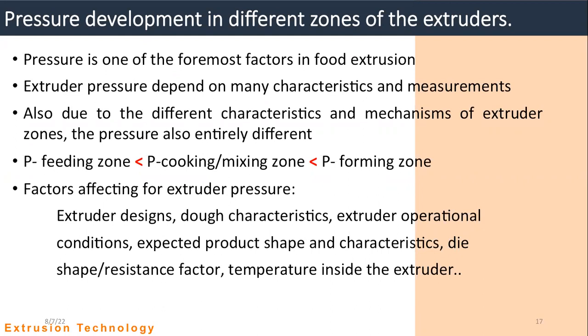the raw material type, extruder operational conditions, and expected product shape, whether it is an expanded product or normal product, whether it is a cold extruded product or hot extruded product, right? And die shape, die resistance factor, temperature inside the extruder. Those are some factors affecting the extruder pressure.